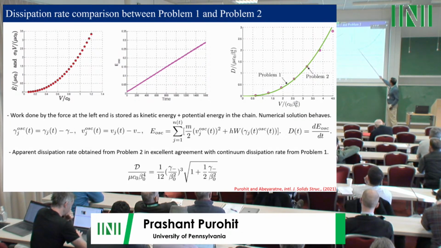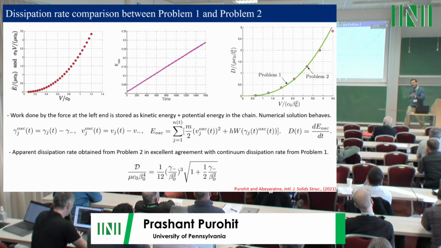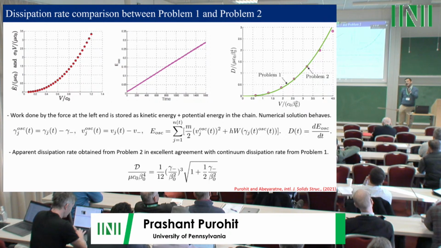That dissipation rate is plotted as these magenta circles in that plot. The green line is the dissipation rate that we obtained from the continuum problem. And they sit right on top of each other. Very satisfying. This is the analytical expression that is the green curve. So we are developing some understanding of the oscillations behind this moving shock wave front. And we are indeed finding that these oscillations are going to become heat in the macroscopic description of the problem.